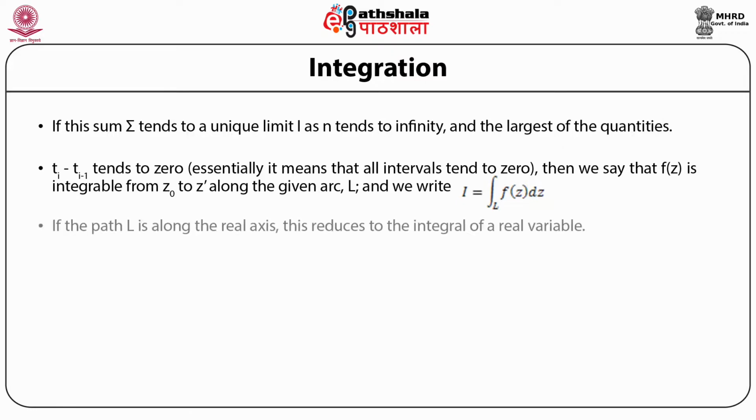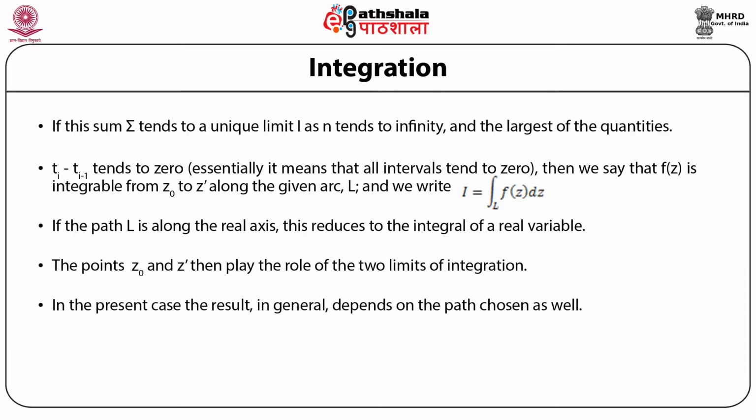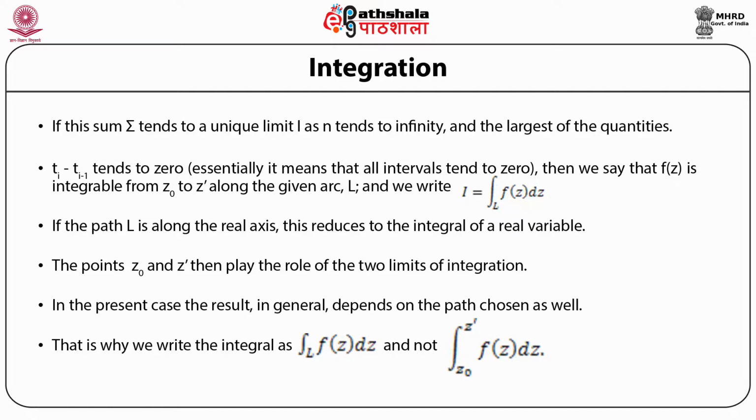In particular, if the length L is along the real axis, this reduces to the ordinary definition of the integral of a real variable. The points z0 and z' then play the role of the two limits of integration in the case of real variables. There is an important difference between the two cases. In the case of a real variable, the result depends only on the two limits. In the present case, the result in general depends on the path chosen between the two endpoints as well. That is why we write the integral along L of f(z) dz and not as the integral from z0 to z' of f(z) dz.